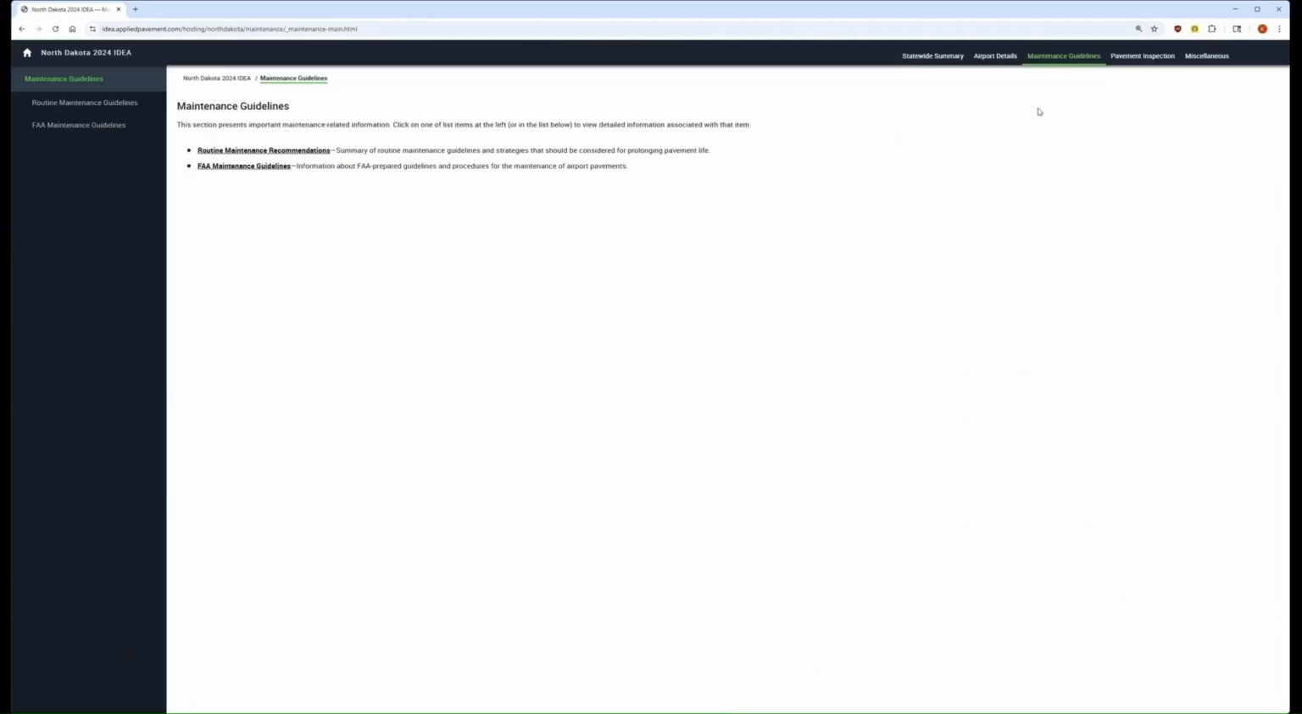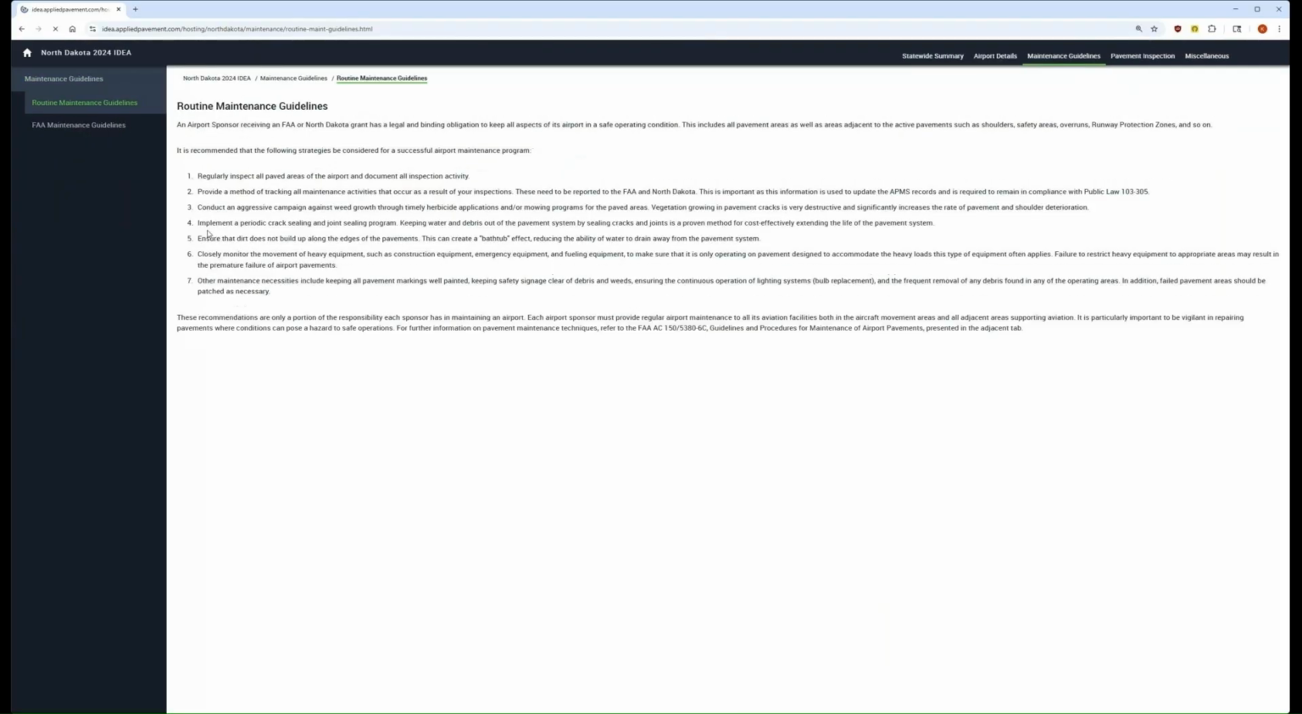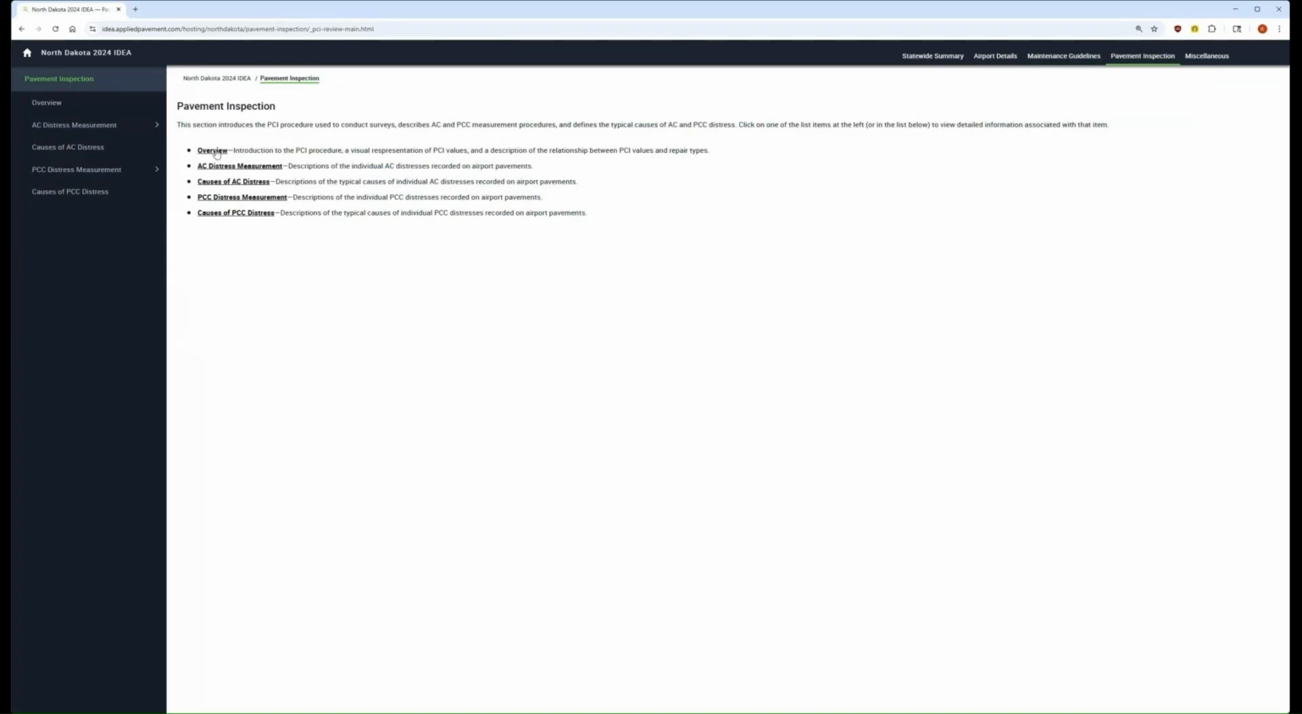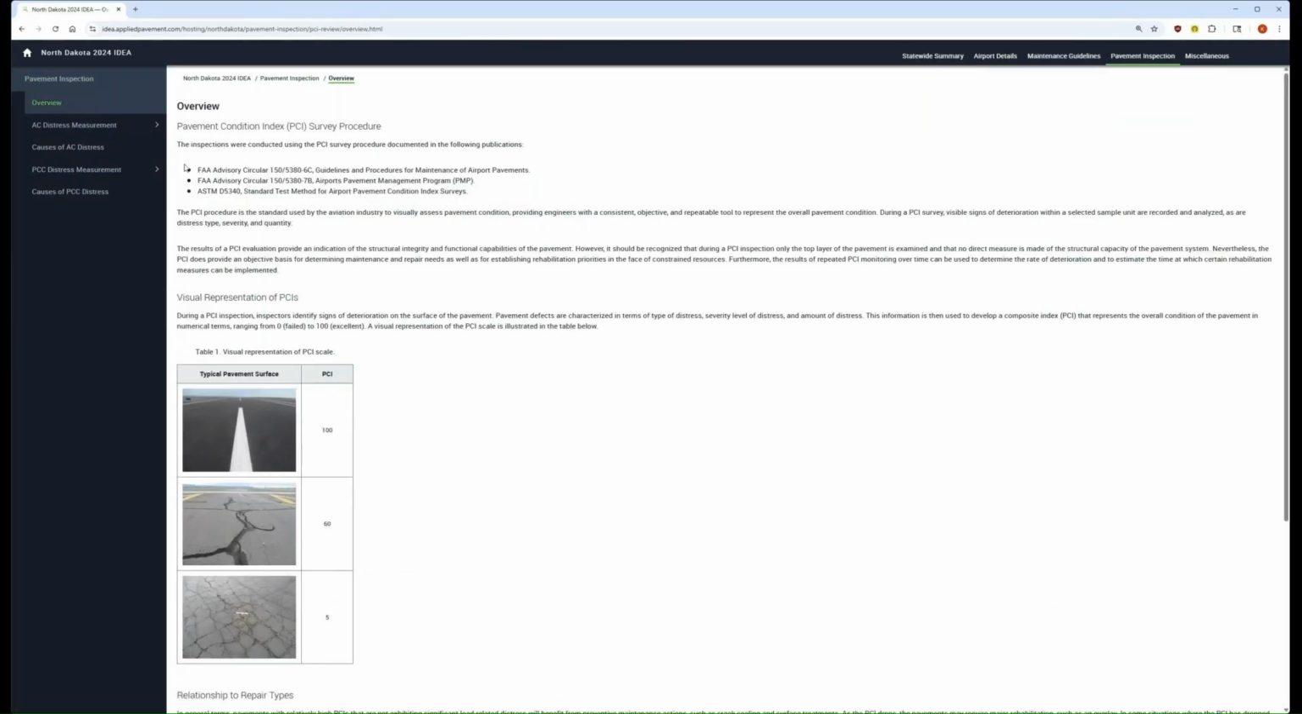The remaining modules within this tool are similar to all the previous tools, where you have routine maintenance guidelines available here. You have some FAA maintenance guidelines according to some of the advisory circular links to go to those and read what the FAA considers proper maintenance techniques on pavements. You also have, by clicking pavement inspection, an overview of the PCI inspection procedure, and the documents that drive and formulate the process for doing the PCI inspection.